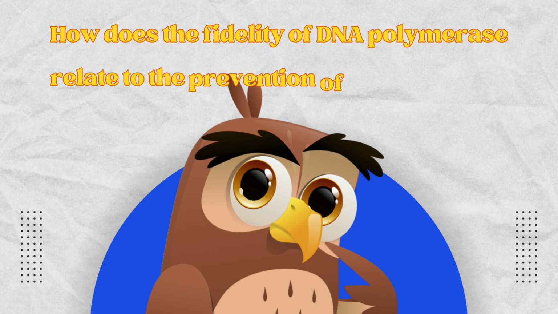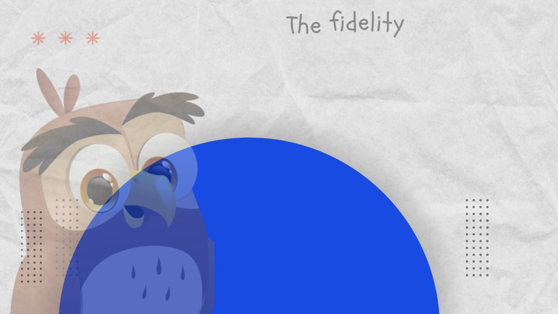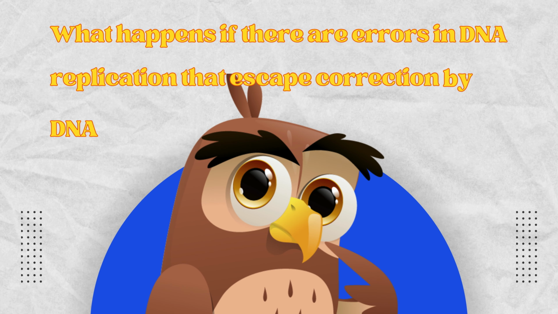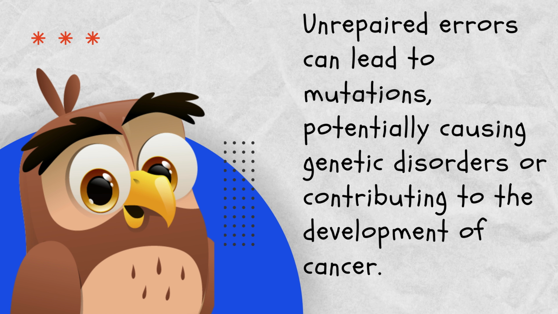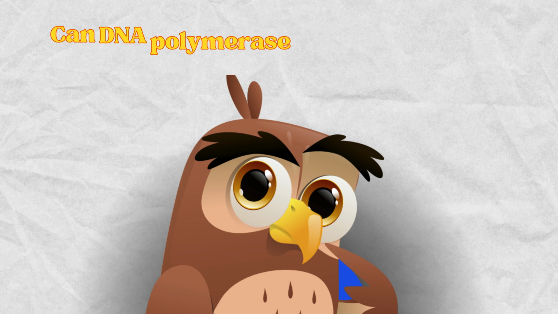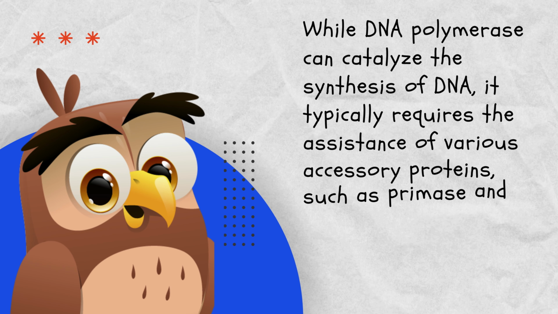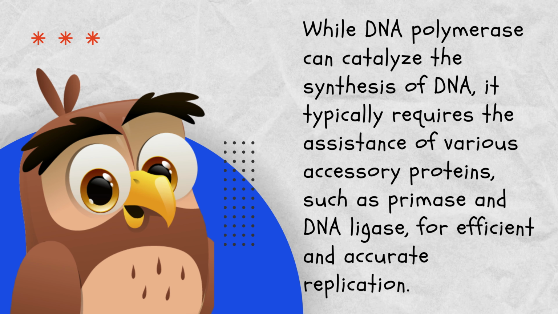How does the fidelity of DNA polymerase relate to the prevention of mutations? The fidelity of DNA polymerase reduces the likelihood of introducing mutations during DNA replication, thereby preventing genetic abnormalities. What happens if there are errors in DNA replication that escape correction by DNA polymerase? Unrepaired errors can lead to mutations, potentially causing genetic disorders or contributing to the development of cancer. Can DNA polymerase function in the absence of other accessory proteins? While DNA polymerase can catalyze the synthesis of DNA, it typically requires the assistance of various accessory proteins, such as primase and DNA ligase, for efficient and accurate replication.